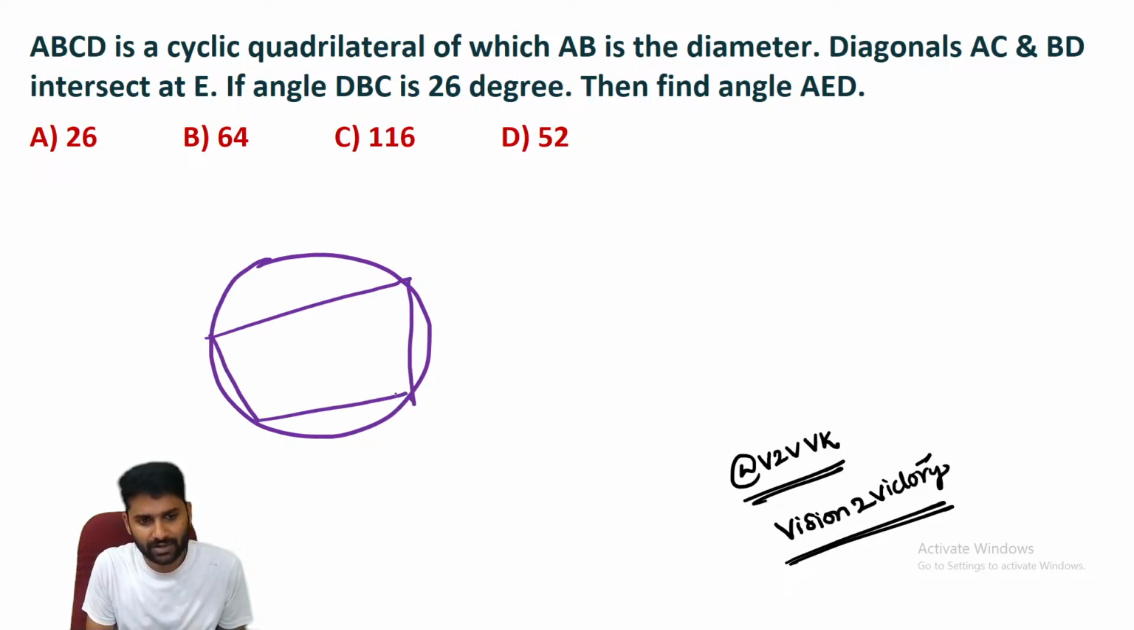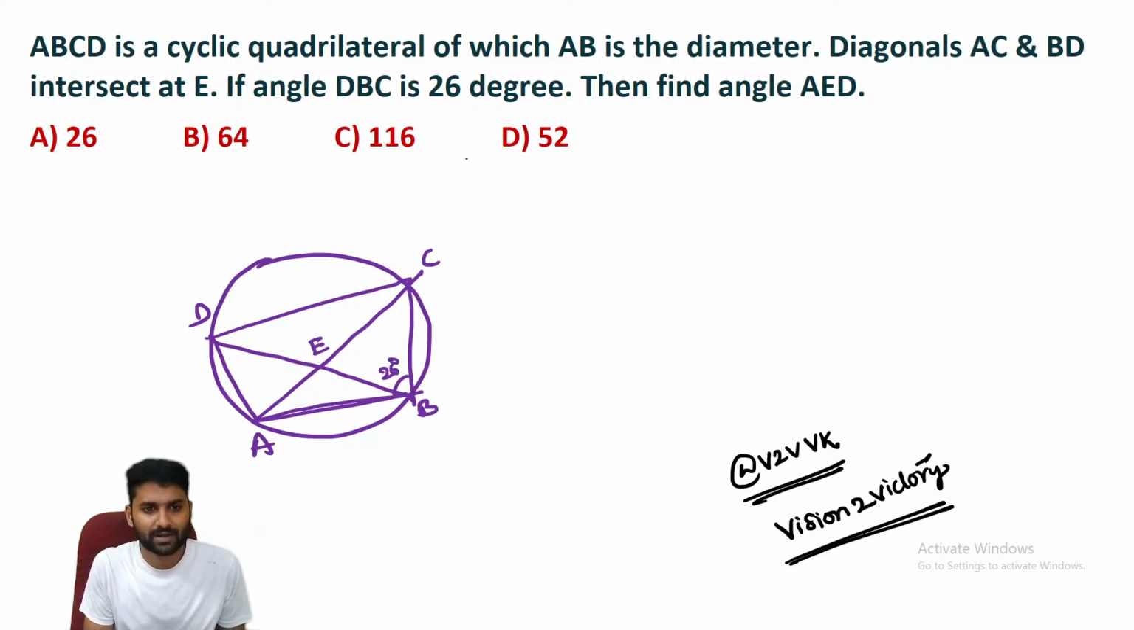This is the cyclic quadrilateral. Take A, B, C, and AB is the diameter. Diagonals AC and BD meet at a point E. Angle EBC is given as 26 degrees. Now the question: find the angle AED.